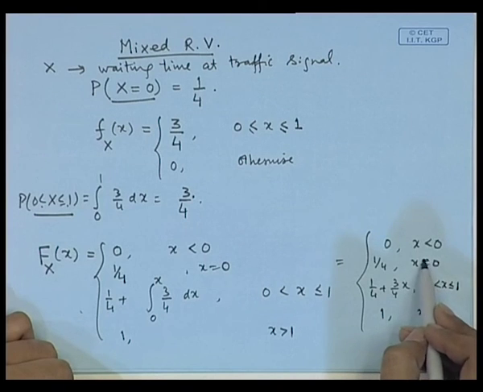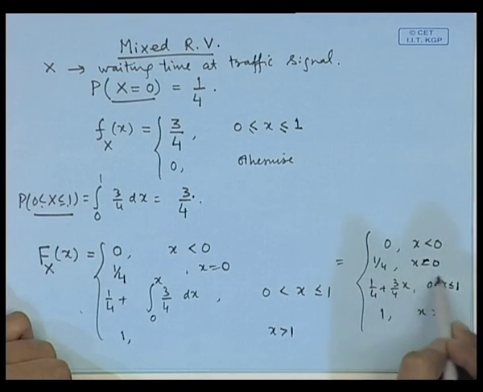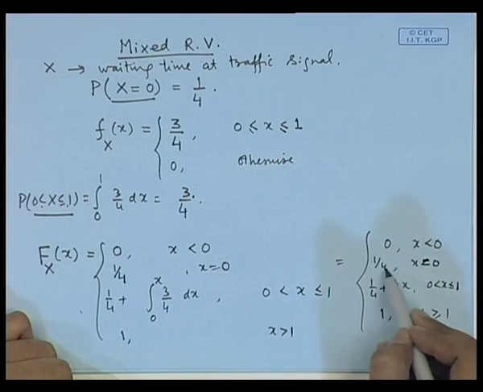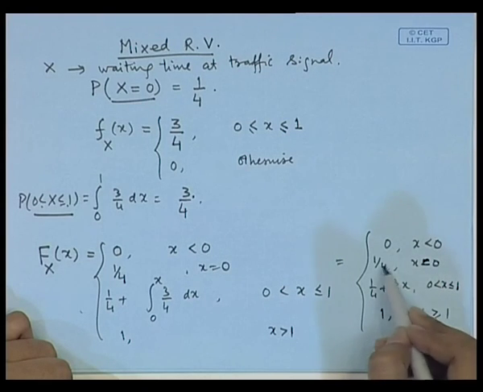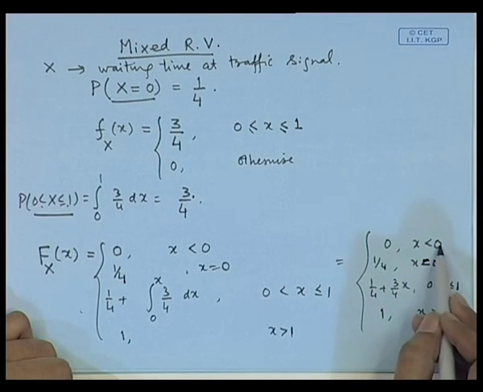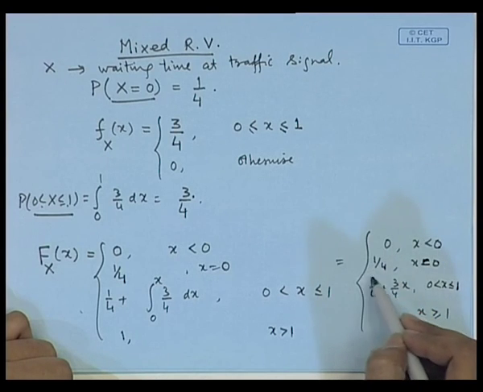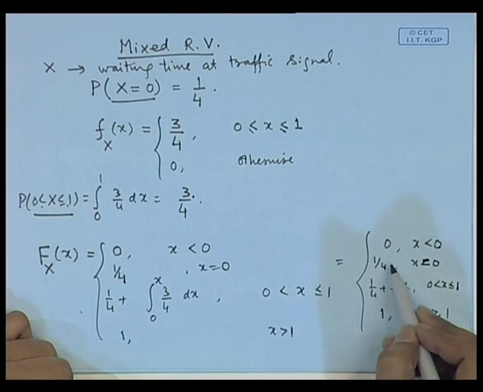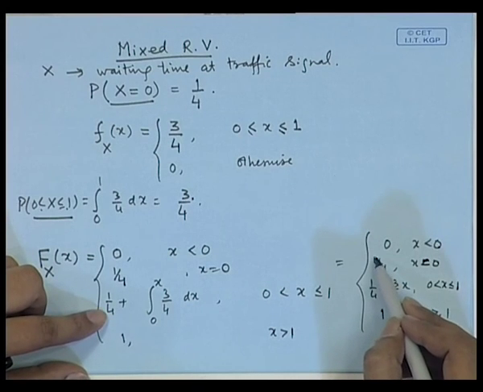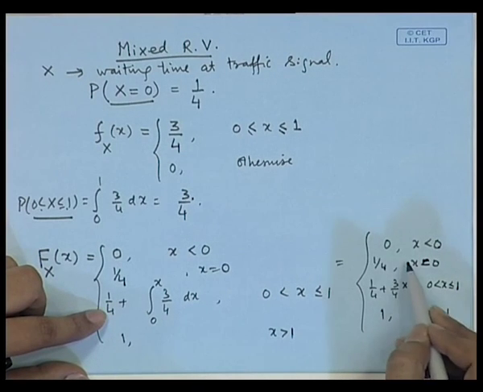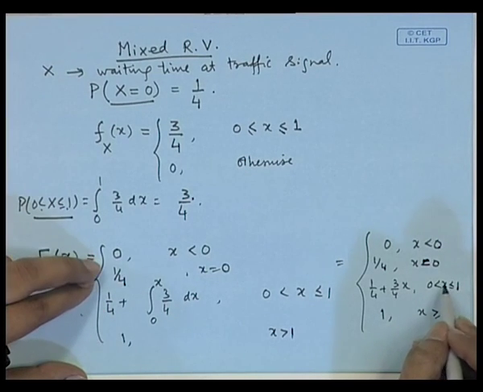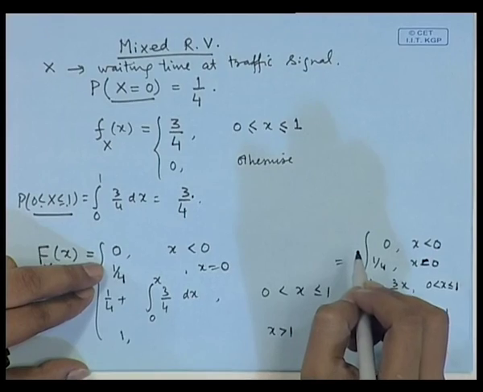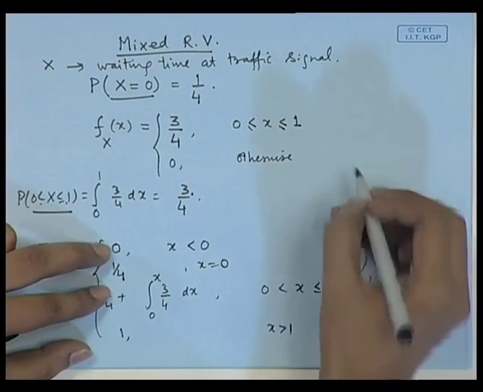You notice here that the function is not continuous at x equal to 0, and therefore there is a jump point. The right hand limit and the value at x equal to 0 is 1 by 4, whereas the left hand limit at 0 is 0. So, there is a jump of size 1 by 4 at 0. That shows the discrete nature of the random variable at x equal to 0, whereas from 0 to 1 it is a continuous random variable. So, this is an example of a mixed random variable.